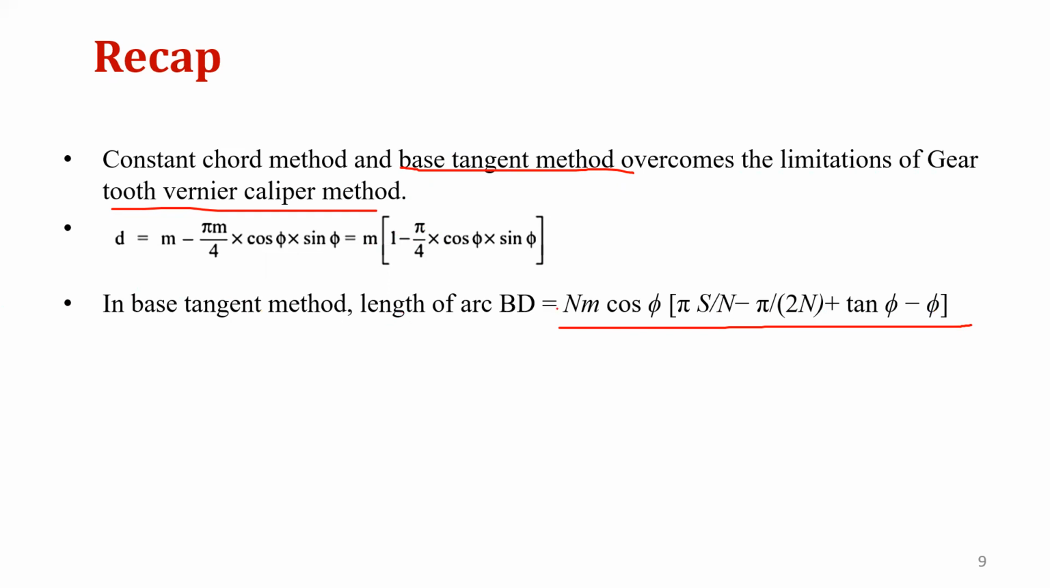In the base tangent method, the length of arc BD can theoretically be calculated using this formula. This also depends on the number of teeth on the gear and also the number of teeth considered for the base tangent length. Here only one parameter we need to calculate, and that too depends on the number of teeth. Similarly, the gear tooth vernier caliper method also depends on the number of teeth. Whereas the constant chord method is independent of the number of teeth. It depends only on the module.